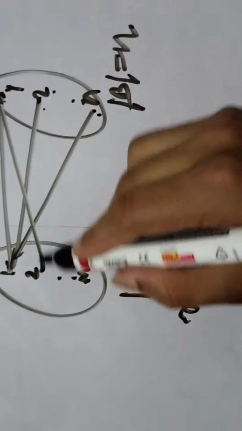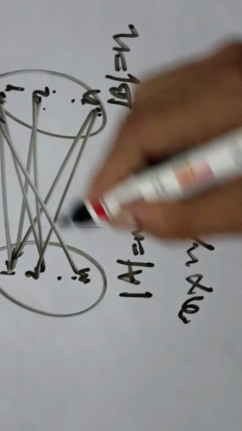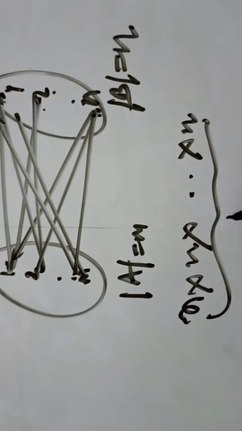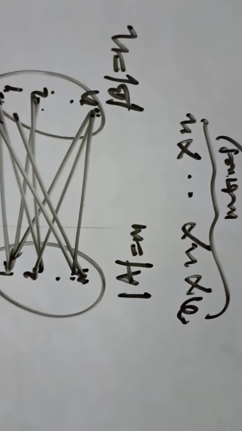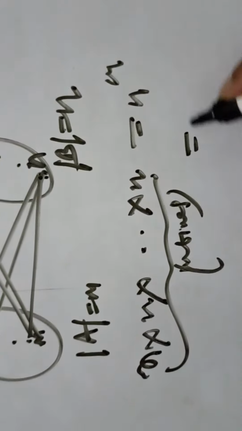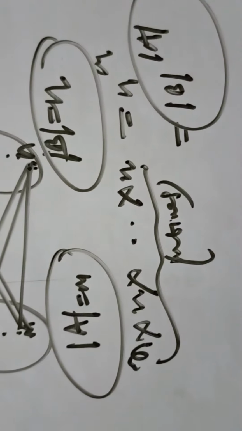2 can also map to either 1, 2, or n, so 2 has n choices. Similarly, m can map to 1 to n, so this is also n choices. How many times? m times. So the total will be n to the power m. So n means cardinality of B and m cardinality of A, so the total number of functions from set A containing m elements to a set containing n elements will be cardinality of B to the power cardinality of A. This is the total number of functions.